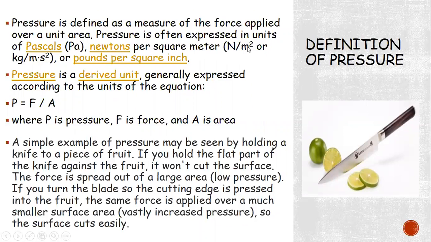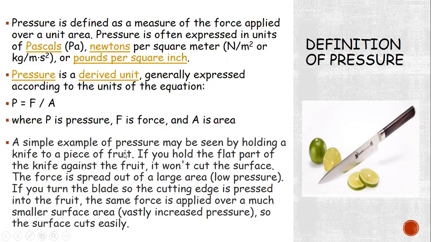The SI unit of pressure is newtons per meter square, also called a Pascal, or in the British engineering system it can be pounds per square inch. Pressure is a derived unit, generally expressed according to the unit of the equation. So what is the formula for finding the pressure? Pressure is equal to force per unit area.